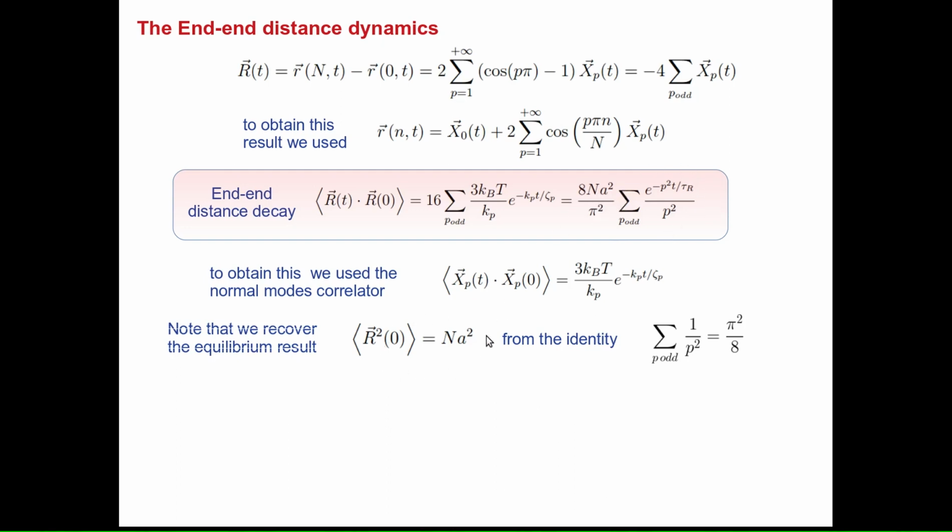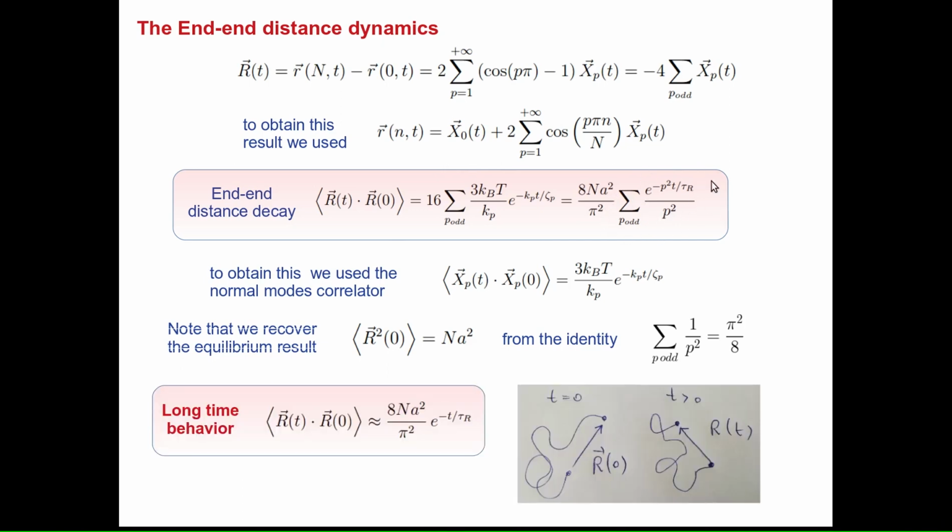So what is left in this calculation, when I calculate r squared at equal time, the previous correlator at time equal to 0, I get N a squared. But this is precisely the equilibrium end-to-end distance, right? We have seen in the first lectures that for ideal polymers in equilibrium, the end-to-end distance squared is just N times a squared. So we find it back here. But this result actually contains all the time evolution of this quantity.